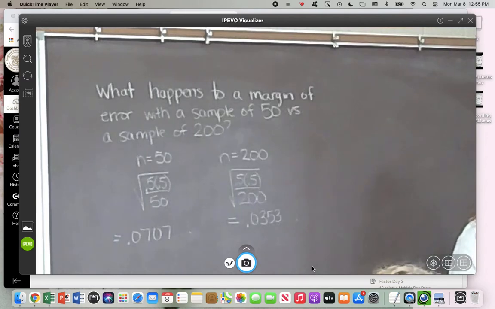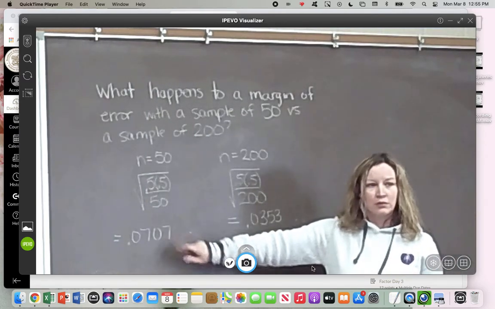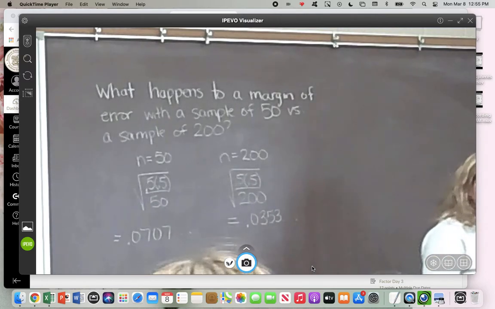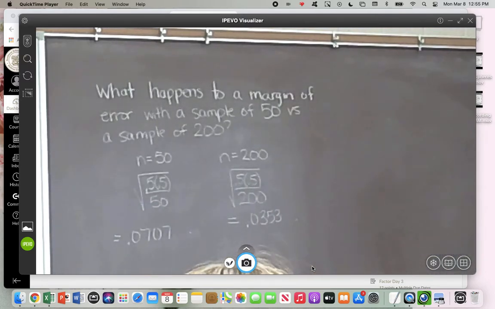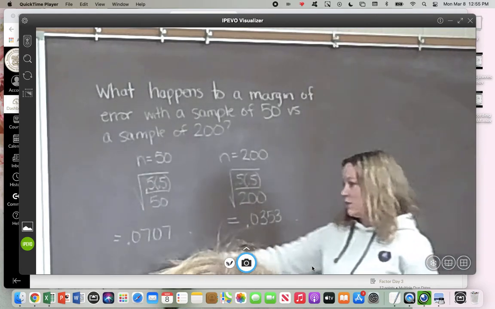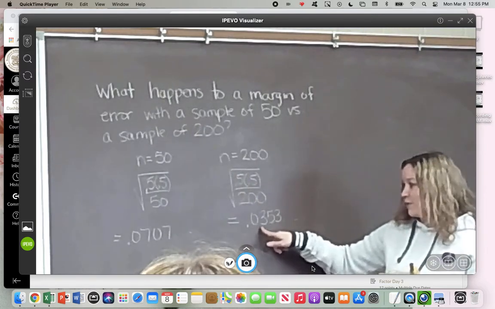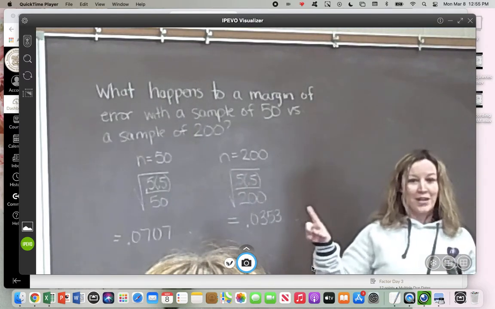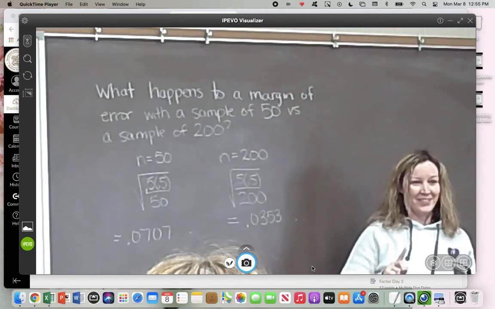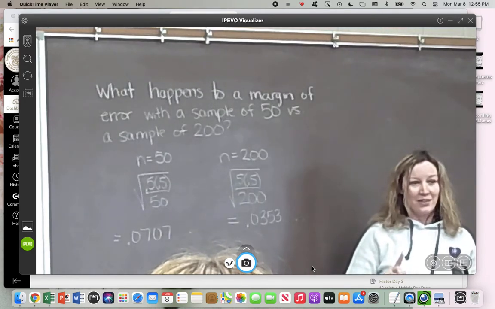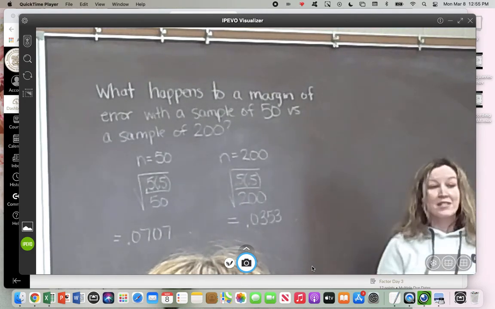Just by looking at this, we all know this one's bigger, right? By how much? Let's look at the numbers. 070, so think 70. 035. It's double. So this one is double.